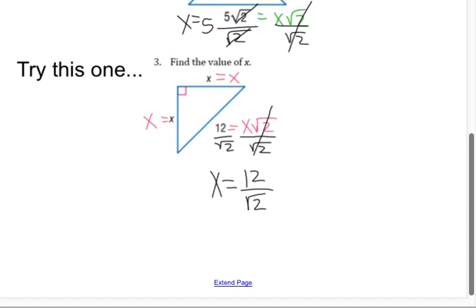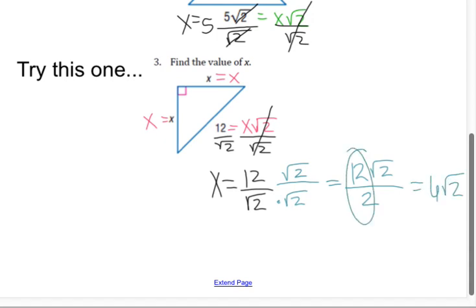It's not proper to leave that square root of 2 in the denominator, so I need to rationalize the denominator, meaning I need to get rid of that square root. So I multiply that side by the square root of 2 over the square root of 2, which is the same as 1. So I would have 12 square root of 2 over, well, the square root of 2 times the square root of 2 is 2. And then 12 divided by 2 is 6 square root of 2. Okay, so that is what x is equal to. x is equal to 6 square root of 2.